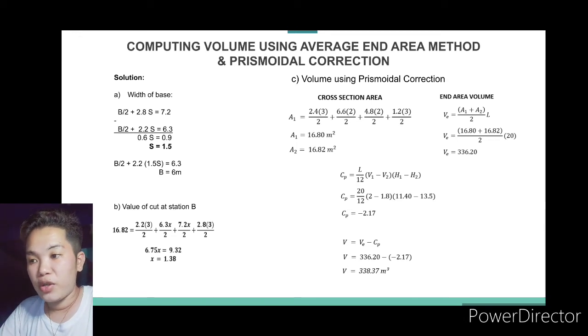For the next question, we are asked to solve for the value of the cut at station B, and we are going to use the area of the cross-section. And for station B, the area of the cross-section is 16.82.